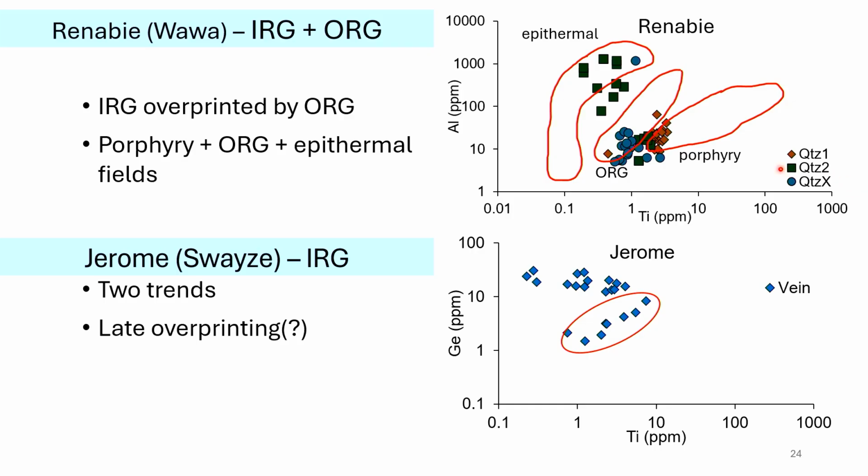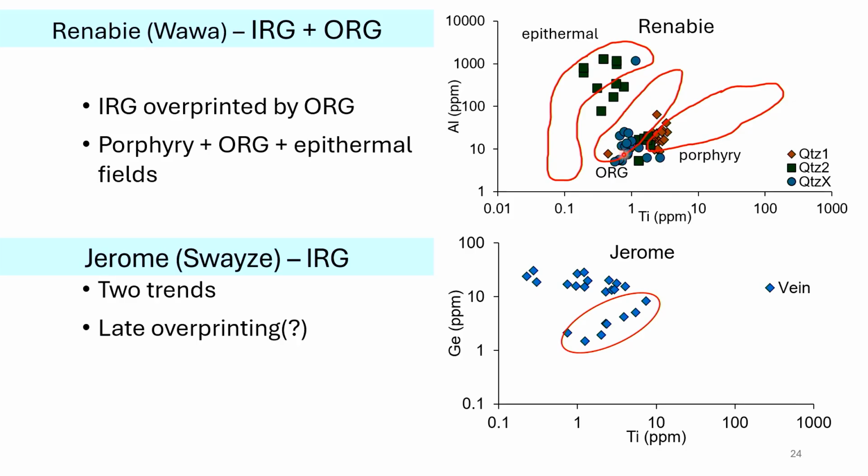And then lastly, just to show, even though this wasn't the point of the study, we can, for some settings, pull apart, for some deposits, pull apart different groupings. So Ranabi and Wawa, which is an intrusion-related system overprinted by orogenic. So we do see that our orogenic quartz types plot in one area, and I think actually this is the intrusion-related that plots here with orogenic, and then the actual orogenic veins plot in the epithermal field here at Ranabi.